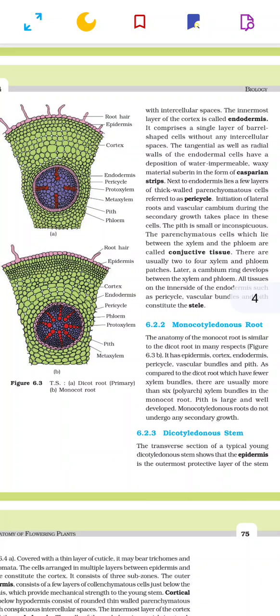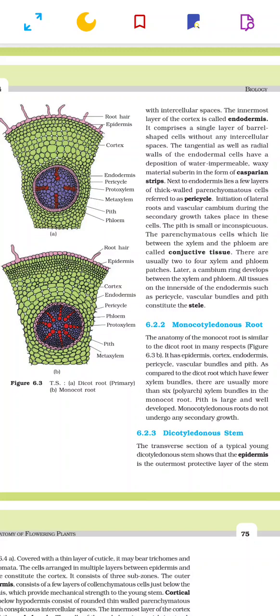Monocotyledon root. Figure 6.3b represents the monocotyledon root. The anatomy of the monocot root is similar to the dicot root in many aspects. It has epidermis, cortex, endodermis, pericycle, vascular bundle, and pith. As compared to the dicot root, which has fewer xylem bundles, there are usually more than 6 polyarch xylem bundles in the monocot root. Pith is large and well developed.